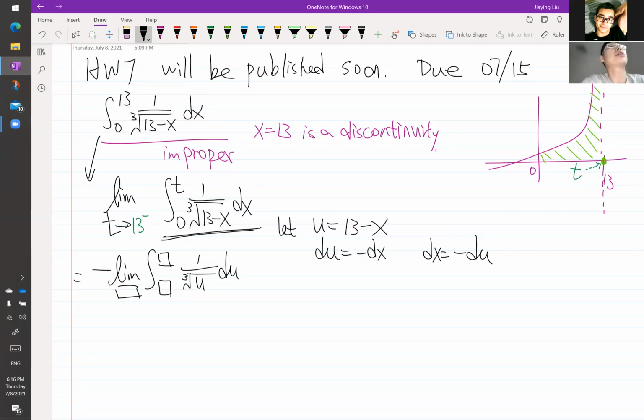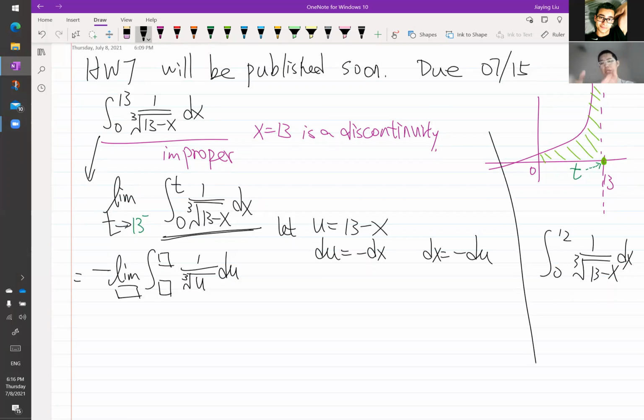So that was a question. So if it was from 0 to 12, correct. So Sam had a question. So if we're integrating the function from 0 to 12 of 1 over cube root of 13 minus x dx, right? So that will be just a normal definite integral because you don't have any discontinuity in that interval from 0 to 12. Good.